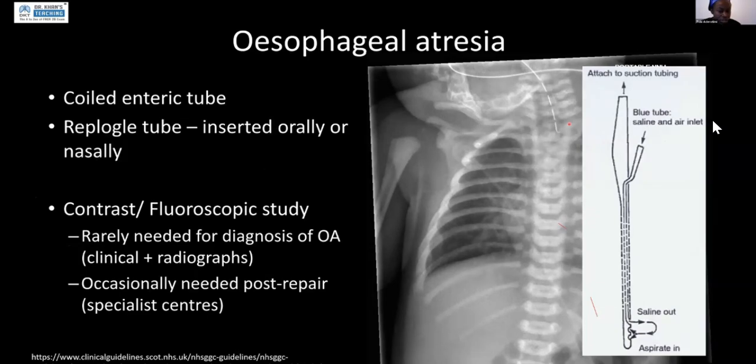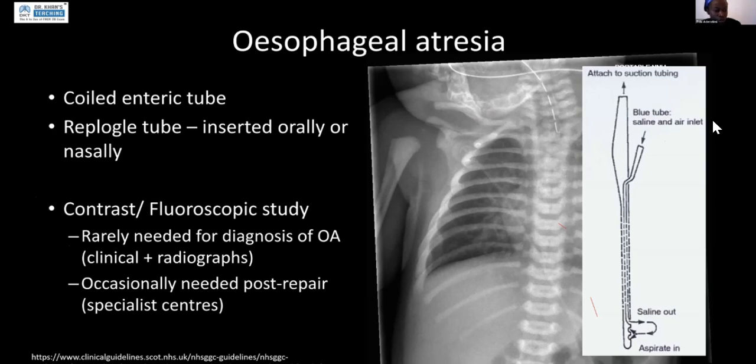And basically it's a double lumen tube, and it goes into the proximal pouch and it drains the proximal pouch. It helps because the patient will be swallowing their secretions all the time, so they need to have that drained. So that's what the repulgal tube does. It just drains that blind ending atretic segment. And it's either inserted orally or nasally into the patient's esophagus.